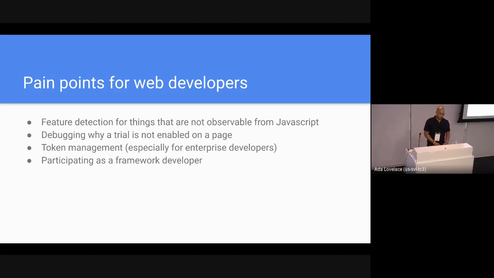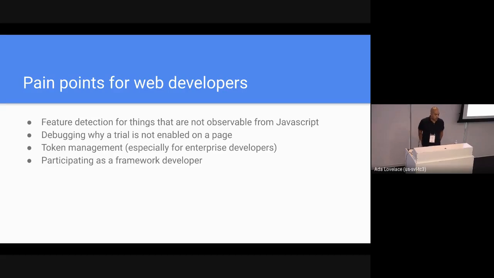Or we have a static one week before the token expires, we'll send you a reminder email. What if it takes me two weeks to roll out a change to my serving infrastructure, right? That's not enough time. So those are some of the things we've heard about around token management.